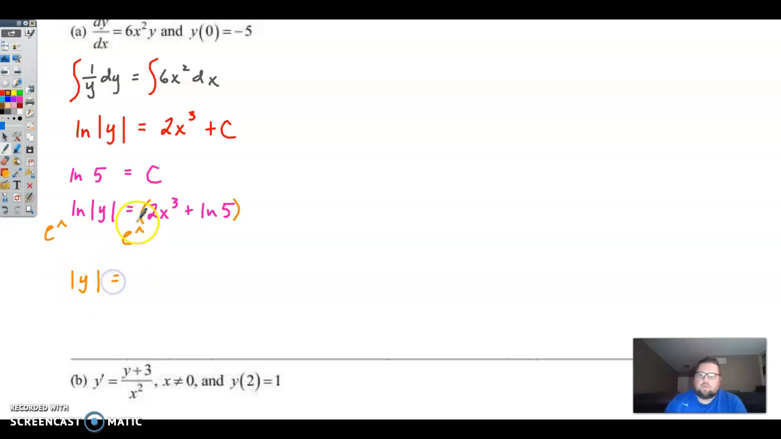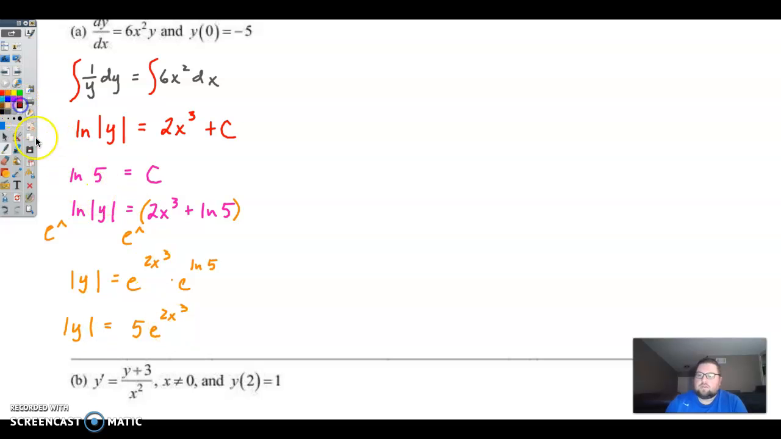Over here, we're going to want to use an exponent rule. Whenever you add the exponents together, that's the same thing as multiplying like bases. So I can take an e to the 2x cubed, just that part by itself, and then multiply that by another e to the natural log of 5. Now let's focus on this e to the natural log of 5. That's a constant. And the e and the natural log actually cancel each other out, leaving you with just 5. So I'm going to take that 5 and move it to the front. So it's going to be 5e to the 2x cubed is equal to the absolute value of y.